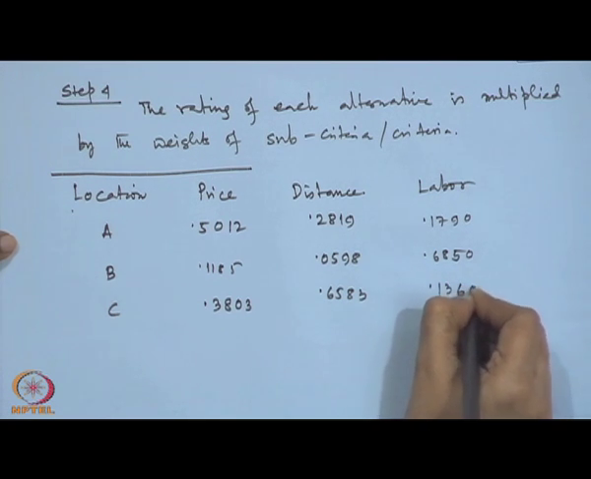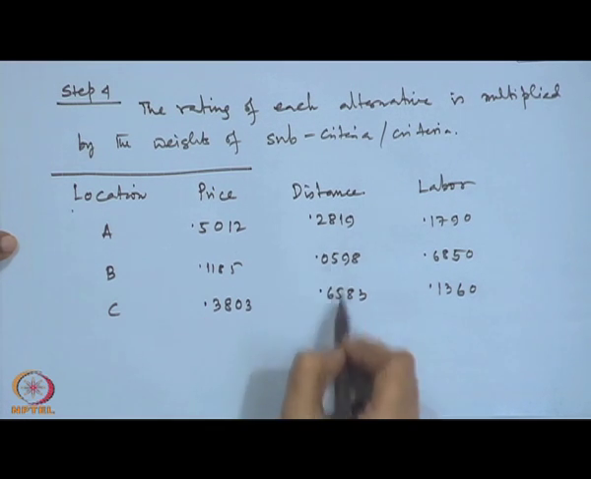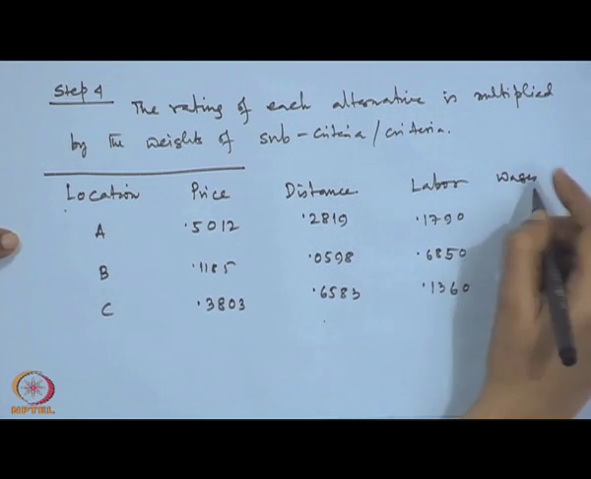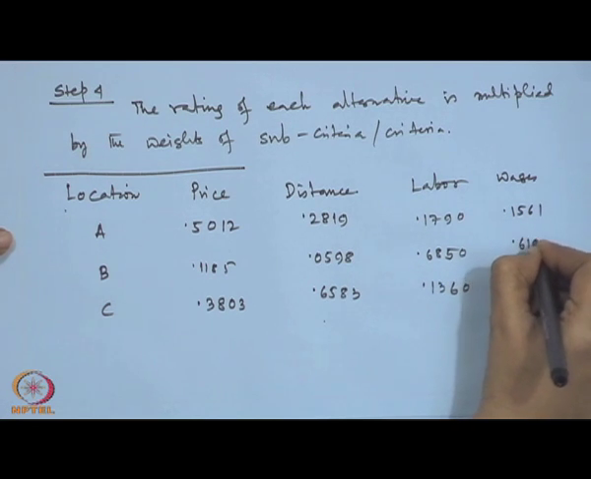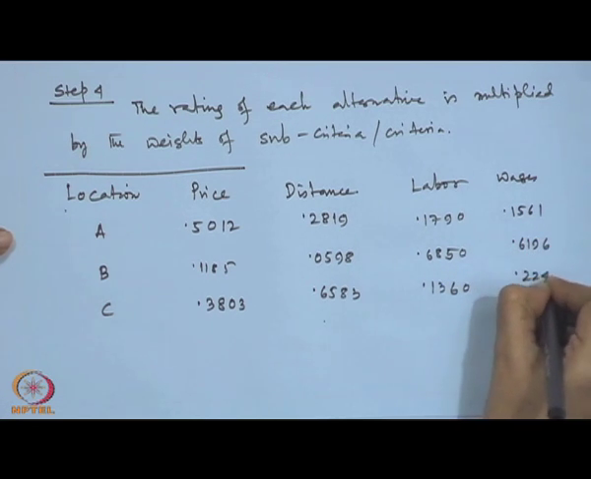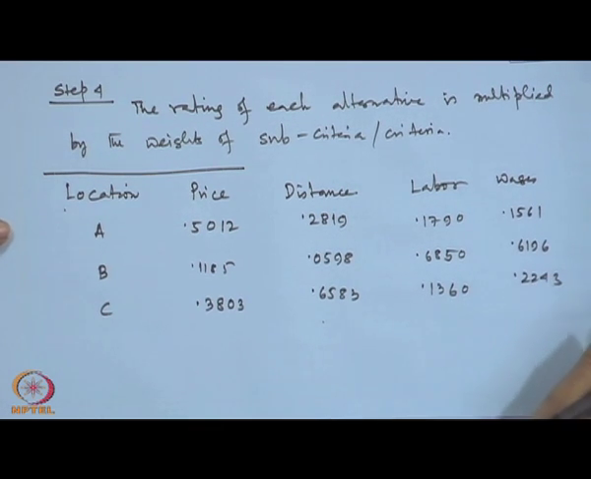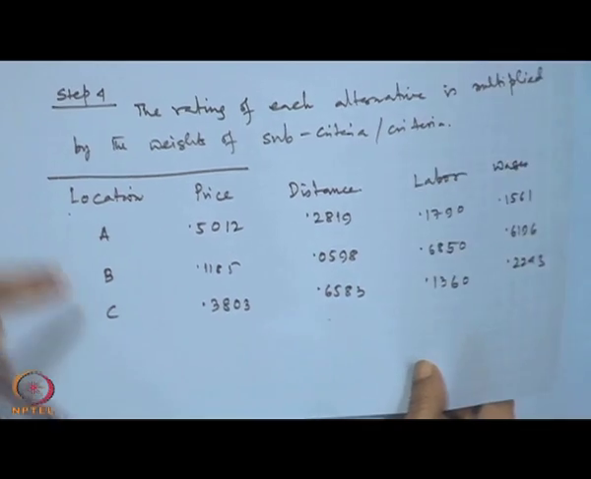Just to see, the priority vector has been calculated in such a way that the sum is always 1. Here the sum is 1, here the sum is 1. And for the next criteria, that is wages, we have 0.1561, 0.6196, 0.2243. Here also if I add all, it will come to 1. These are the priorities of individual alternatives with respect to certain criteria.